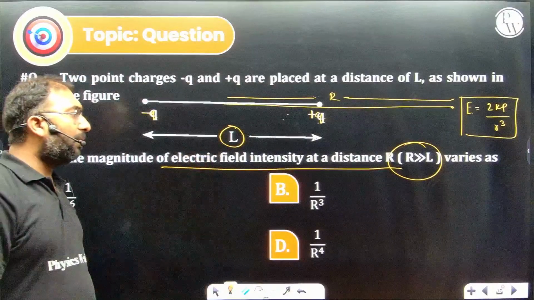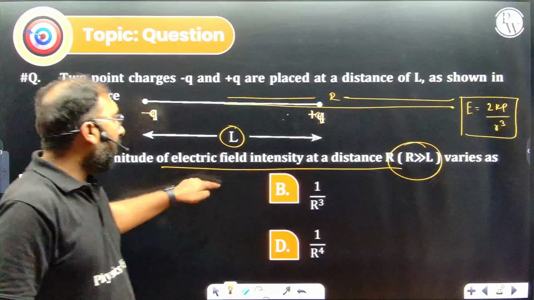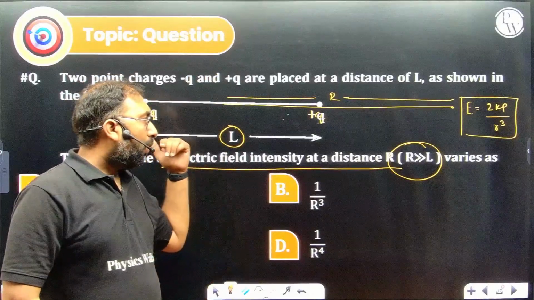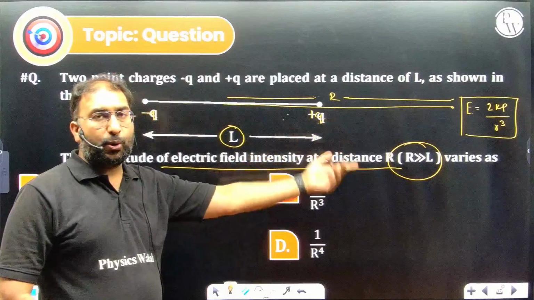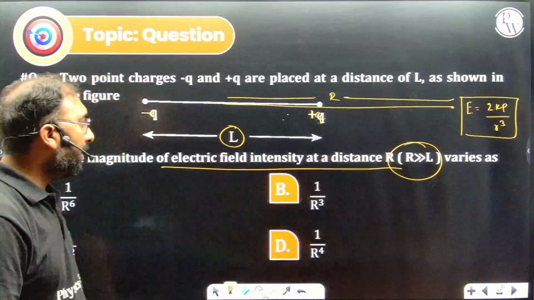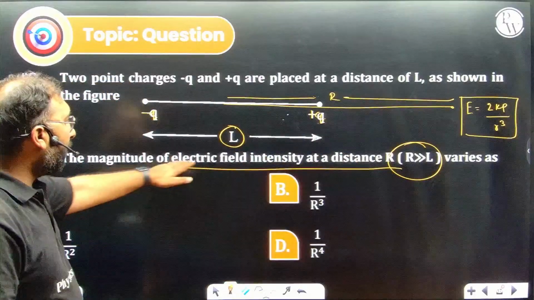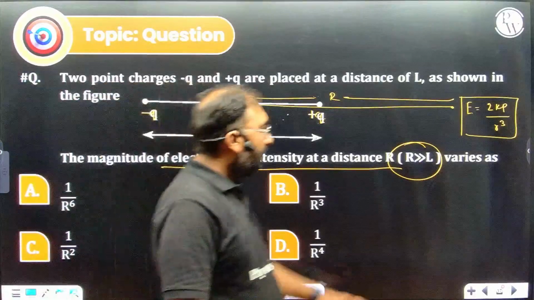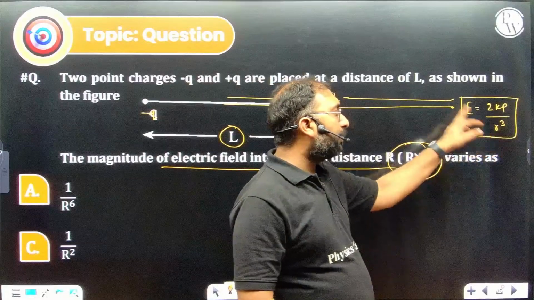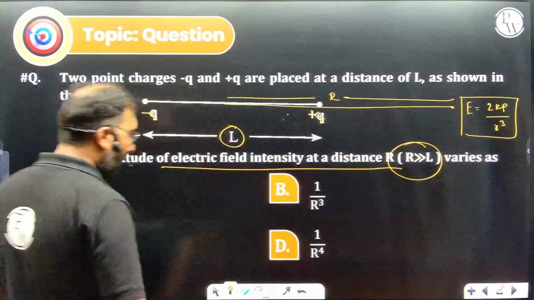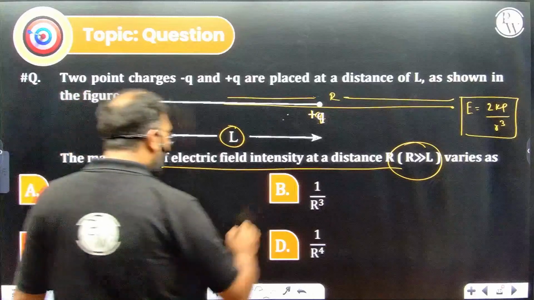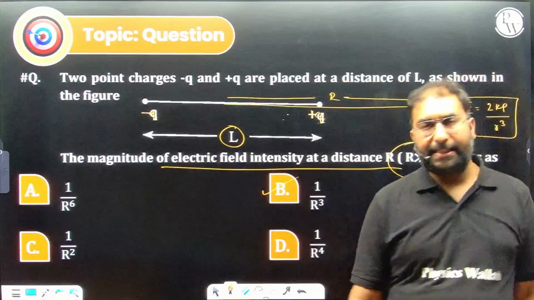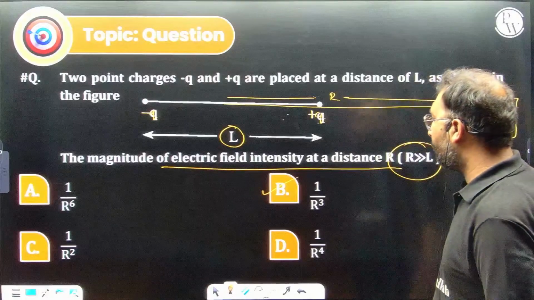So this is a direct formula that you have to remember. On an equatorial point, the electric field is kp by r cube. On an axial point, it is 2kp by r cube. So the electric field at a distance r is proportional to 1 by r cube. So B is the correct answer. It is a direct formula based question, and it was asked in the NEET exam.